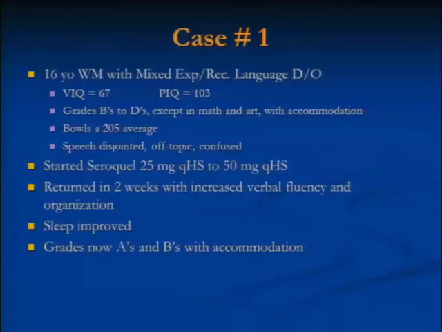He would get lost in the school. His speech was disjointed. He could not string a sentence together. He could not say, the dog jumped over the red fox. It would be the dog, fox jumped, or something like that. Started him on Seroquel. Okay, this is an atypical antipsychotic, but at 25 to 50 milligrams. He came back 2 weeks later and said, Doc, it's like the smart guy in me has come out to help.